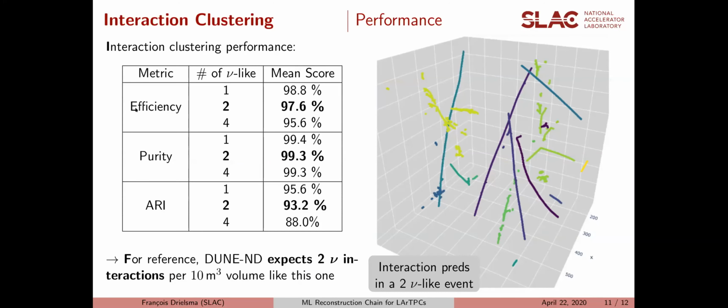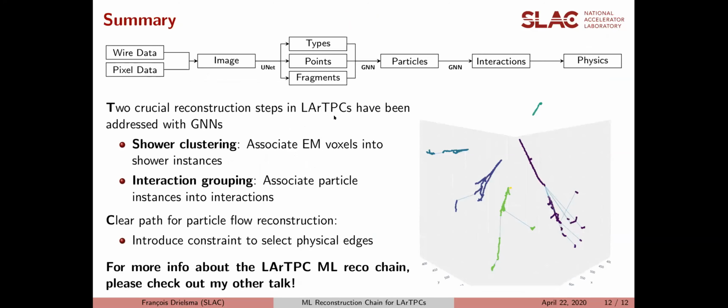And so if you look at the efficiency, purity, and error, you get comparable numbers to what you had for the shower clustering test. The reason why I'm highlighting 2 here is because this is the expected neutrino density that we get for an image of this size. So I'd just like to conclude that these are 2 crucial reconstruction steps in the liquid argon TPC, and that these have been resolved by using these graph neural networks. One is shower clustering, and the second one is interaction clustering. And also, I didn't talk about particle flow specifically, but you can see there is a clear path to particle flow from what I described.